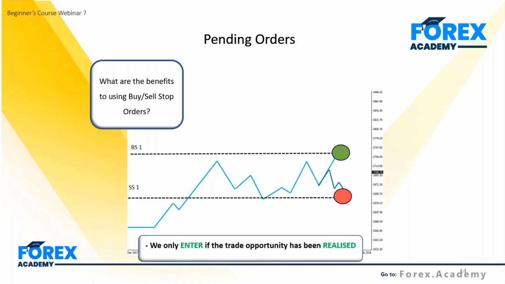Let me use another example. Let's say we're not sure where this market is going to trade. It's trading a range for a long period of time. Well, we can use two different orders. We could use a buy stop order or a sell stop order to effectively trade this range. So if the market trades up, we'll get that order realized. If the market trades down, we'll get that order realized again, and we can follow the move hopefully to the downside or upside. So again, we only enter the trade opportunity if it has been realized, if we get that executed. Really good advantage to using technical pending orders.